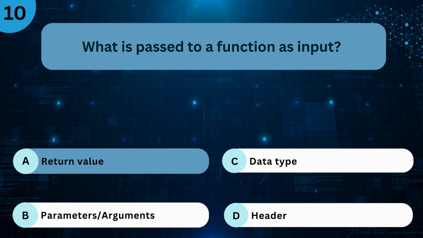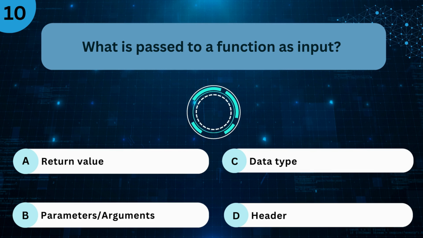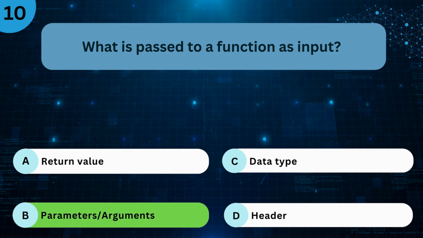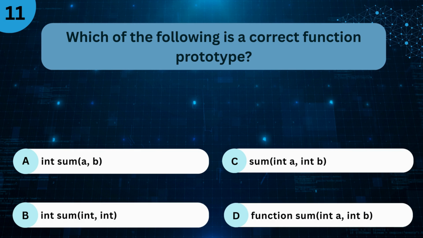A. Return value. B. Parameters / arguments. C. Data type. D. Header. The right answer is B. Parameters / arguments. Which of the following is a correct function prototype?